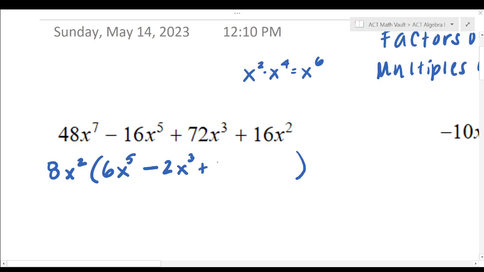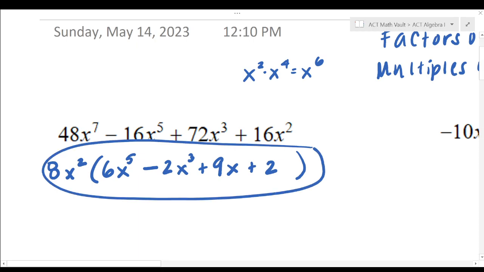Then what's left here? 8 times what is 72? 9. How many x's? 1. And then our x squareds match here, so we don't need any sort of an x term, but we just need a constant number, which is 2 for this one. Then going forward, I see none of this has a common factor that can come out of all 4 terms. So I can tell that that is my final answer right there.